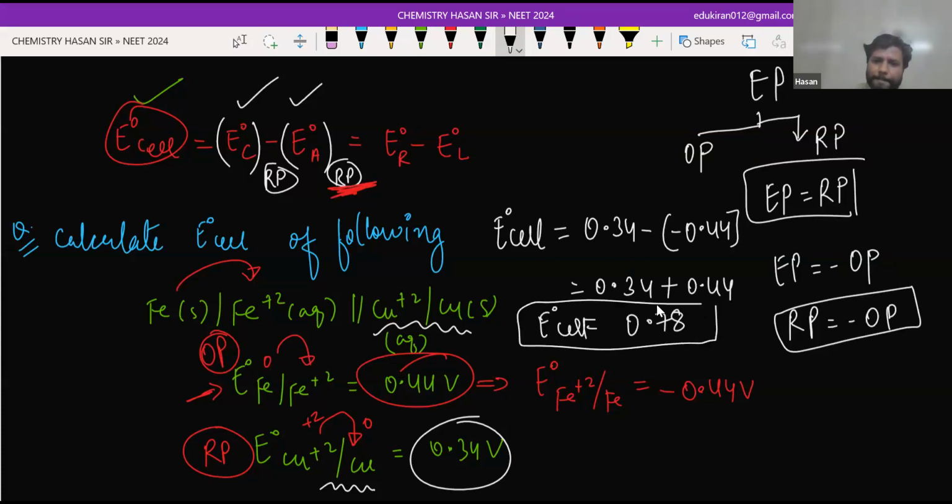So always remember, when you are going to put the value, it should be of reduction potential. So always check the value of what it is given. Generally, students don't check. So it is oxidation potential, but we need to put the value of reduction potential. And it's not tough to calculate reduction potential. You just need to change the sign.